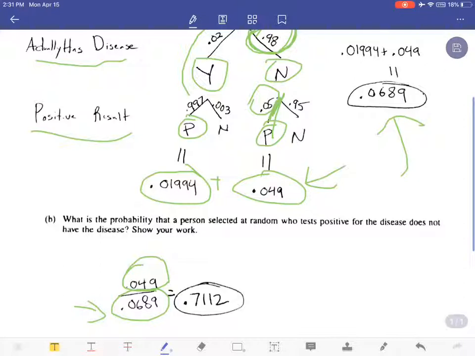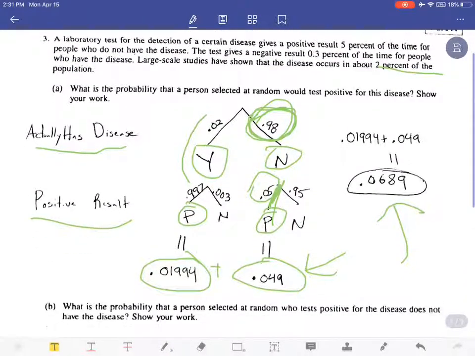So again, just make sure you're taking the time to draw these. If it's a conditional probability problem, draw the tree. It's going to help you solve the questions a lot easier than if you're trying to do it without the tree.